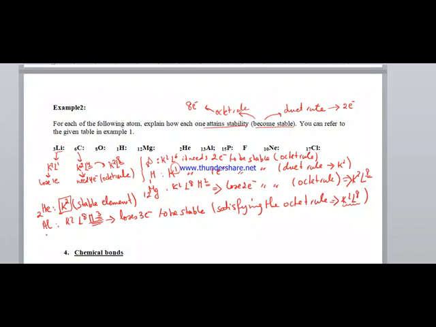For phosphorus P15, K2, L8 and 5. It is in column 15, so it needs 3 more electrons to satisfy the octet rule and become a stable element.